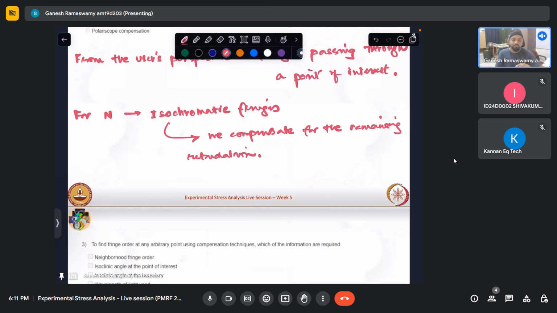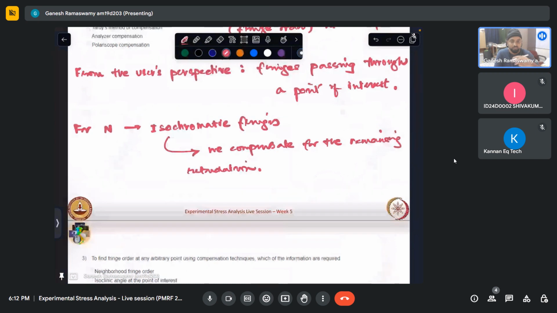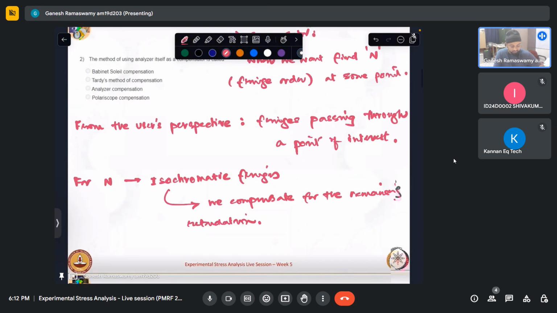That is, we have taken up a problem, we have loaded it, and we want some point of interest. We want to find the fringe order at that point. By the very virtue of loading it, the mechanics of the problem has brought about some fringe order at that point, but a fringe is not passing from there. So we are unable to make out what exactly that fringe order is. So we provide additional retardation by some means and make the fringe pass through that point. And since we have introduced that remaining retardation, we can add or subtract that out from the result, so that we get the actual fringe order at that point. This is the whole idea behind compensation techniques.